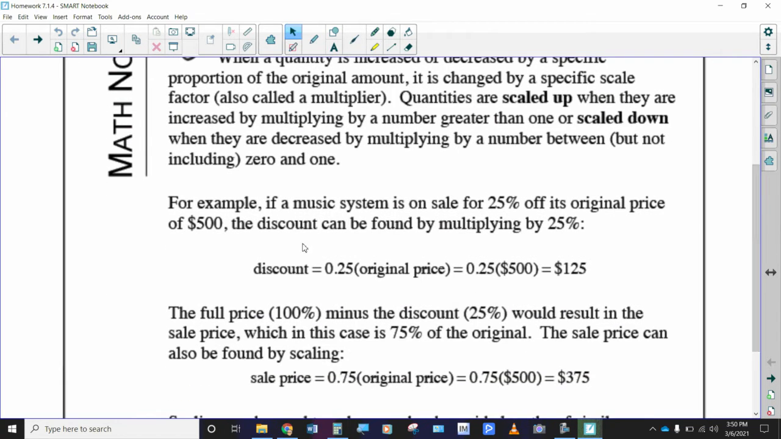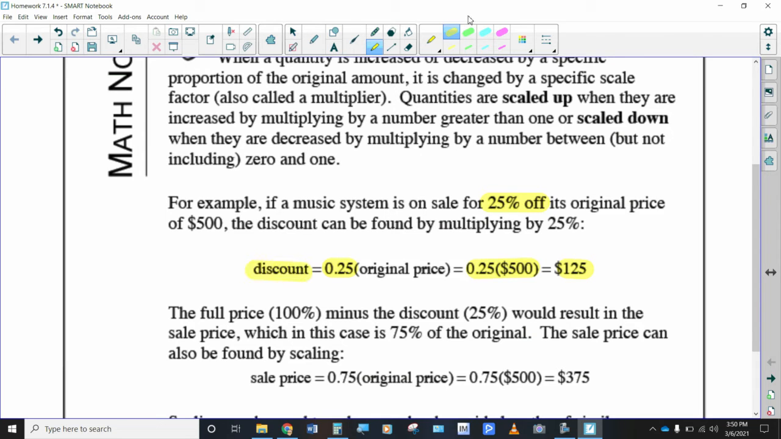So if you want to take, for example, this situation, if a music system is on sale for 25% off the original price, we are going to scale this, the discount, converting 25% into a decimal number, 0.25. You multiply that times 500, and this quantity is going to give you the amount of the discount. So it's going to be $125 off, right?